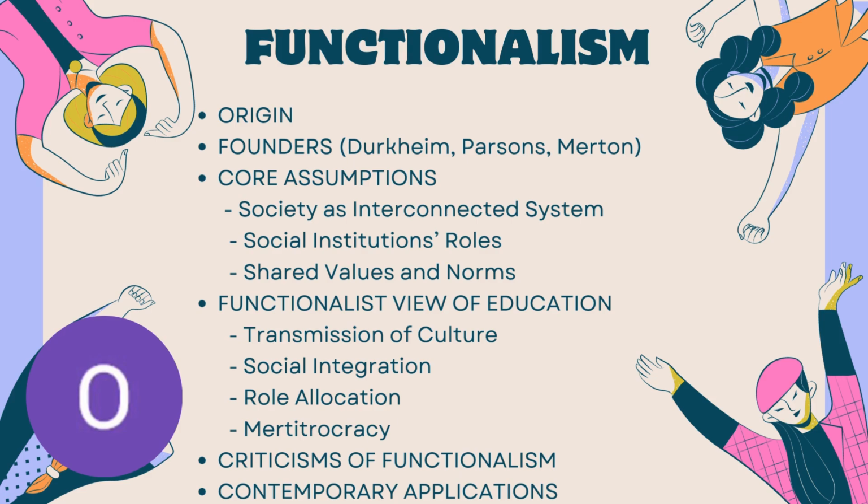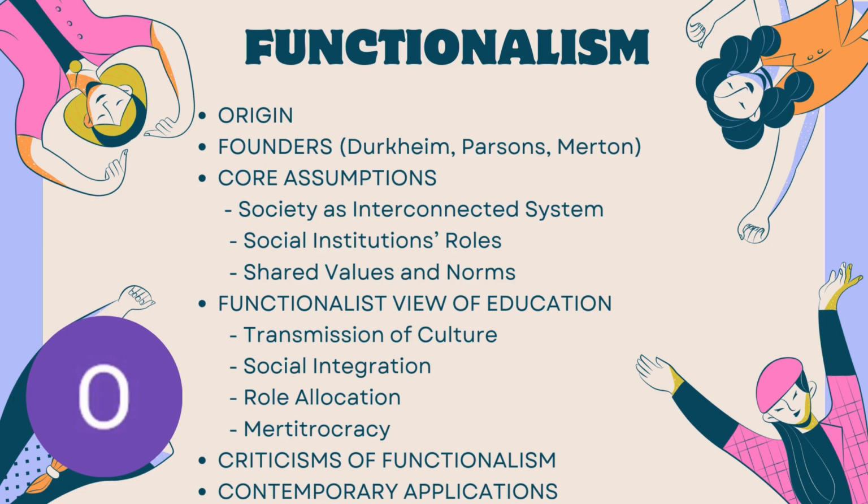Functionalists have been criticized for overemphasizing the degree of consensus and stability in society and for neglecting the role of conflict, power, and inequality in shaping social relations. Critics argue that functionalists assume a level of value consensus and social integration that may not exist in reality, particularly in diverse and stratified societies. By focusing on the ways in which social institutions and practices maintain order and stability, functionalists may overlook the ways in which they also generate tension, conflict, and change.